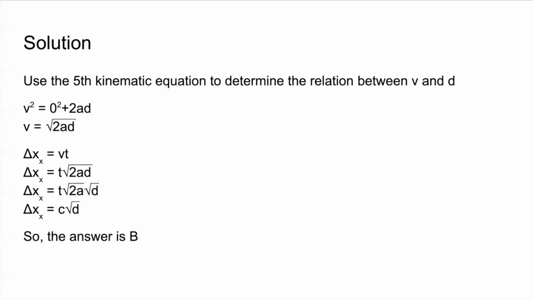Now, using properties of square roots, we're going to move the square root of d outside. And now notice that t and a are both fixed variables. So t times the square root of 2a is just a constant. And that constant is c. So we get that the x displacement is equal to c times the square root of d. So therefore the answer is B.